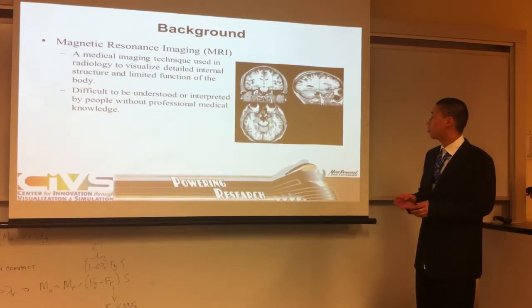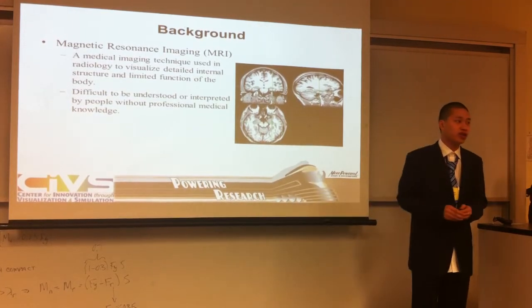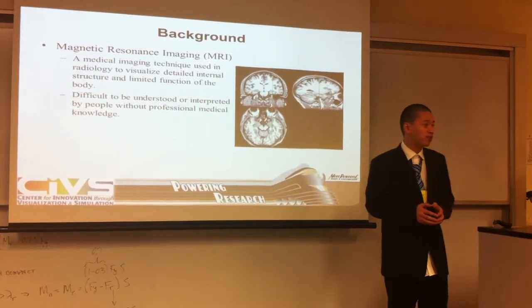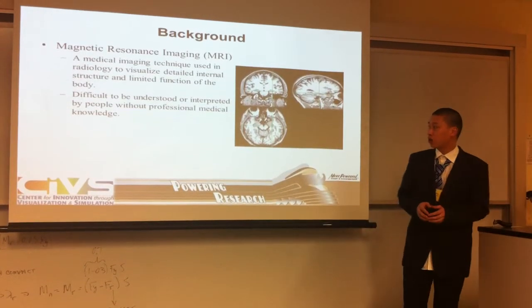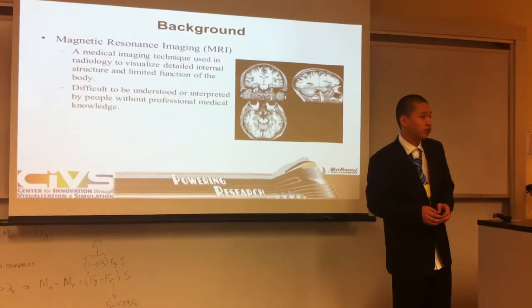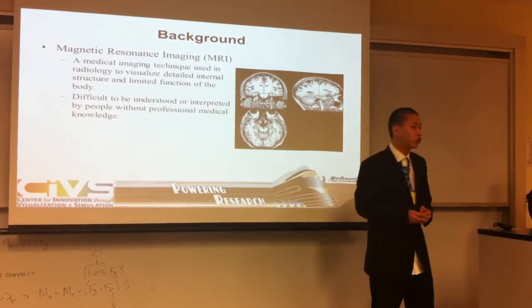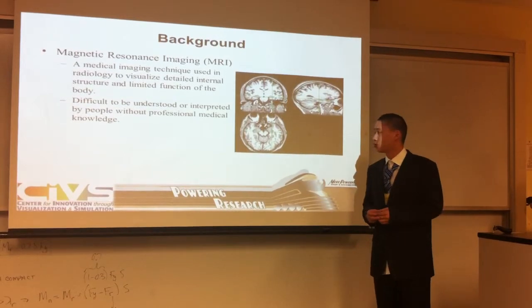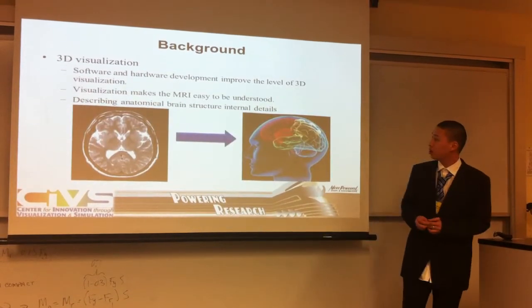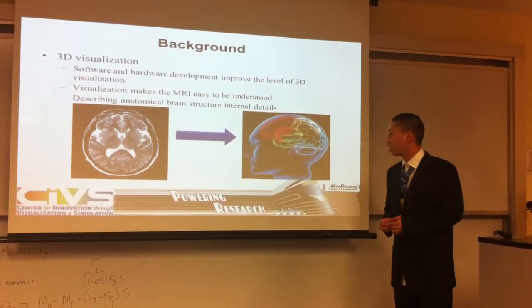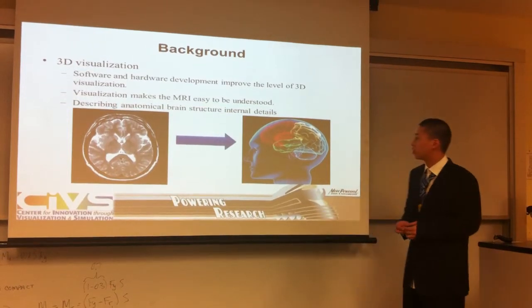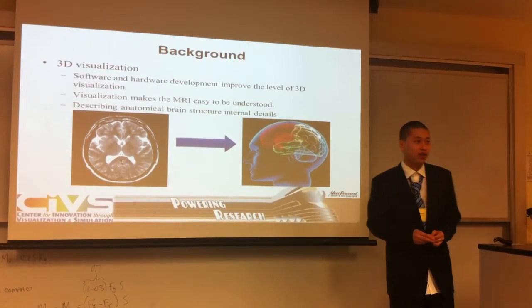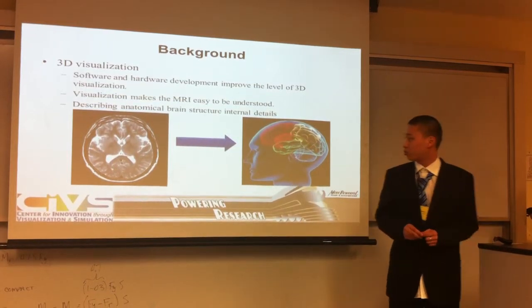With this technique, doctors and medical staff could previously only get two-dimensional images, which made it hard for them to distinguish specific parts of the human body, especially in the brain. So the original reason we want to generate a 3D model from these images is to make it easier for users like doctors to check and understand the human brain. So we decided to generate these 3D images from the MRI images, and the improvement of hardware and software also made it possible for us to build this 3D model.